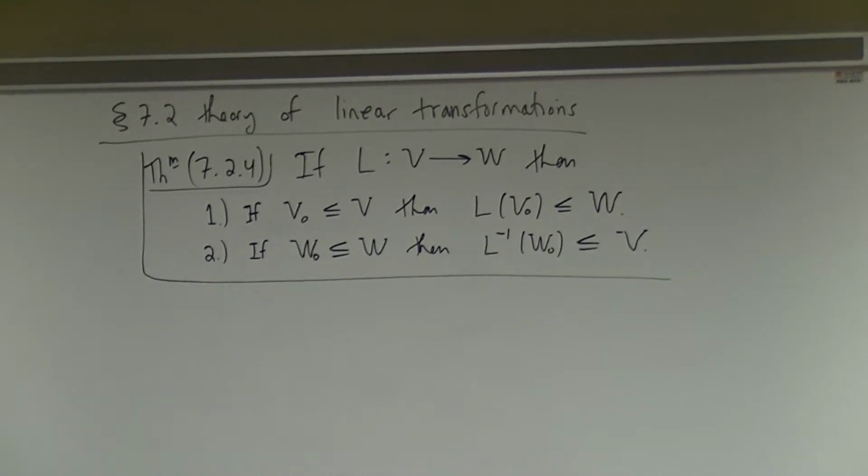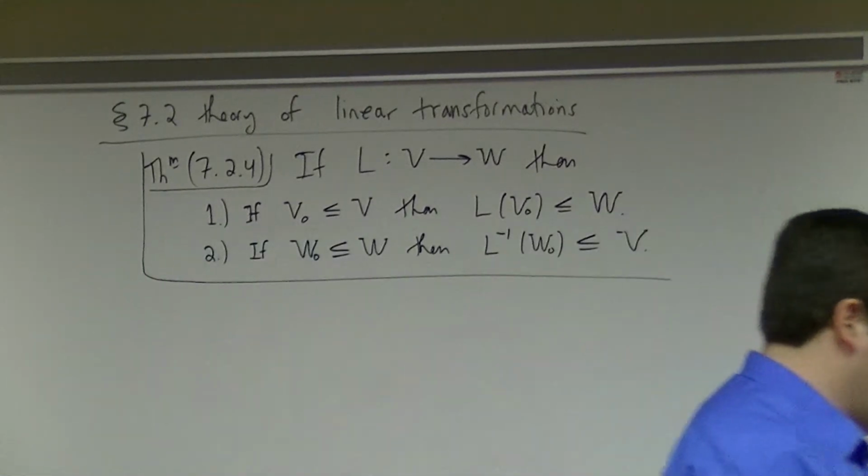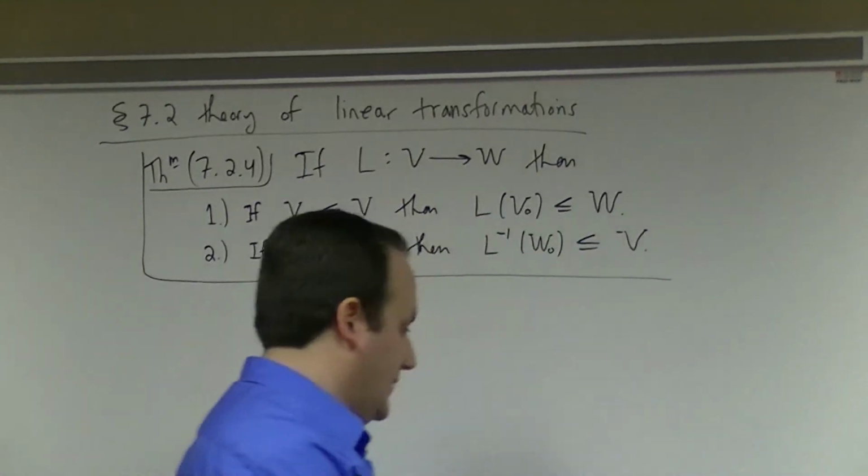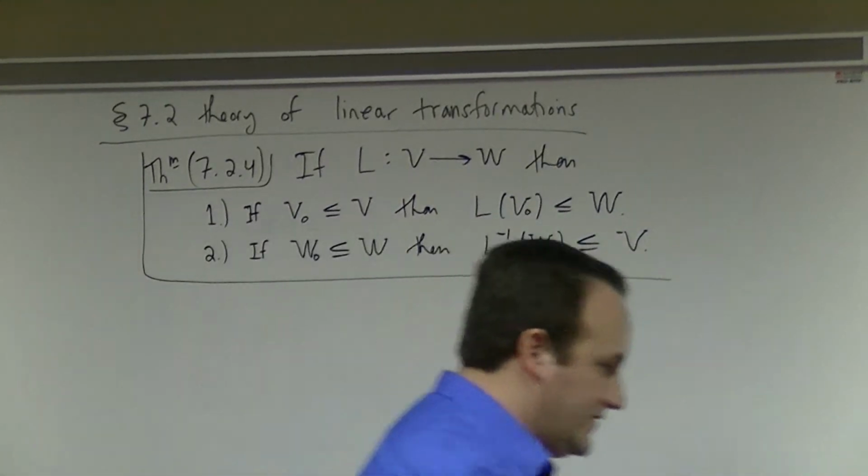Inverse image here is not like an inverse matrix. This is a set theoretic inverse. It's possible that L is not injective, and yet we still define inverse image. It's a set theoretic inverse image, so it may be a little different than what you're thinking off the top of your head. In any event, let's prove this.